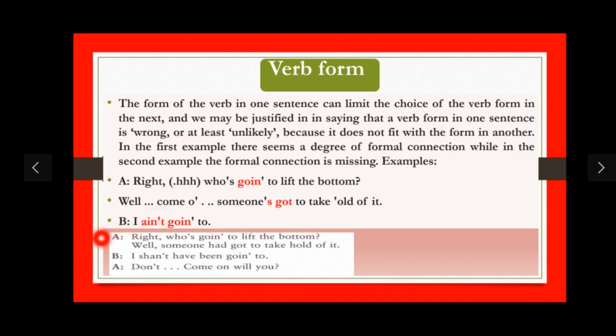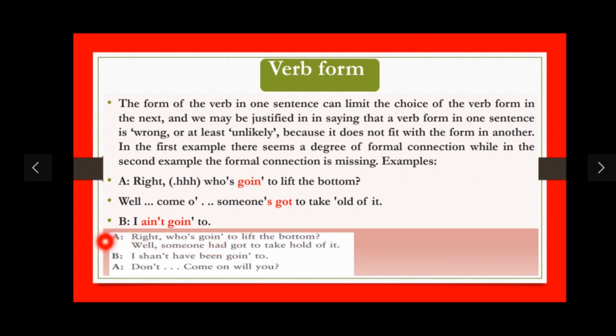In this example, here's the problem. For example, A says, right, who is going to lift the bottom? While someone had got to take hold of it. You can see that in the first sentence, who is going is present tense. In the second sentence, while someone had got to take hold of it, it's past tense.